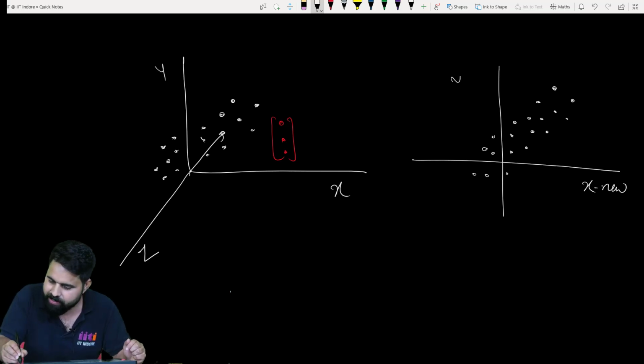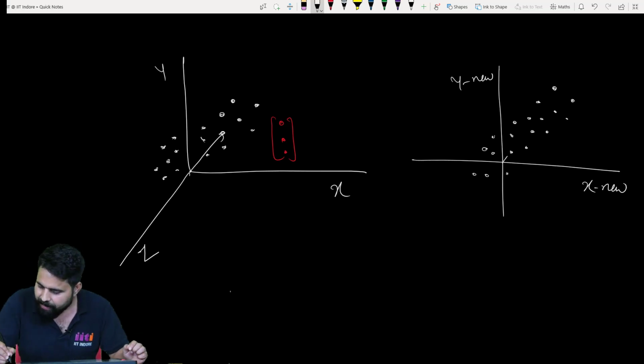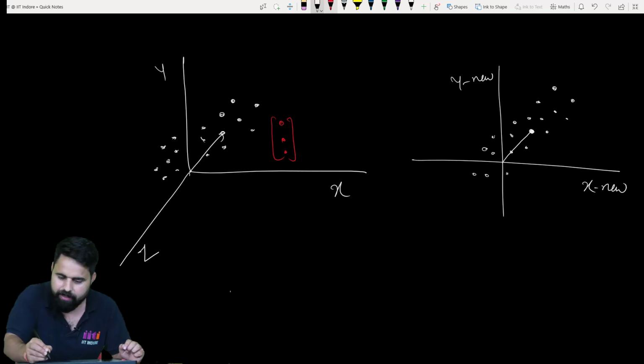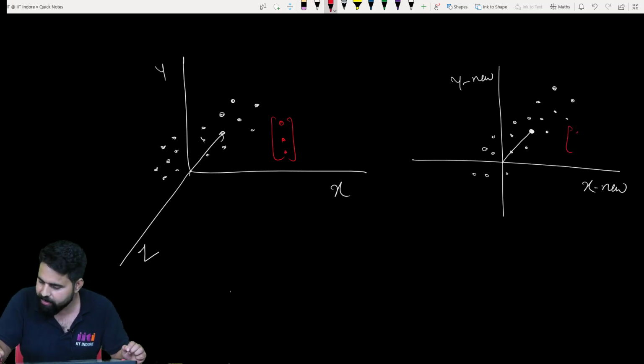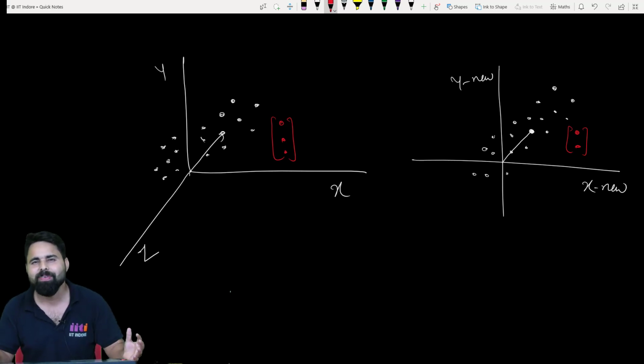So these are new axes, x new and y new. So now there are only 2 axes, so every point will now have only 2 coordinates. The same points are now represented with only 2 coordinates. In fact, as we go along, we will see there is a better way to represent these points such that we visualize these points clearly.